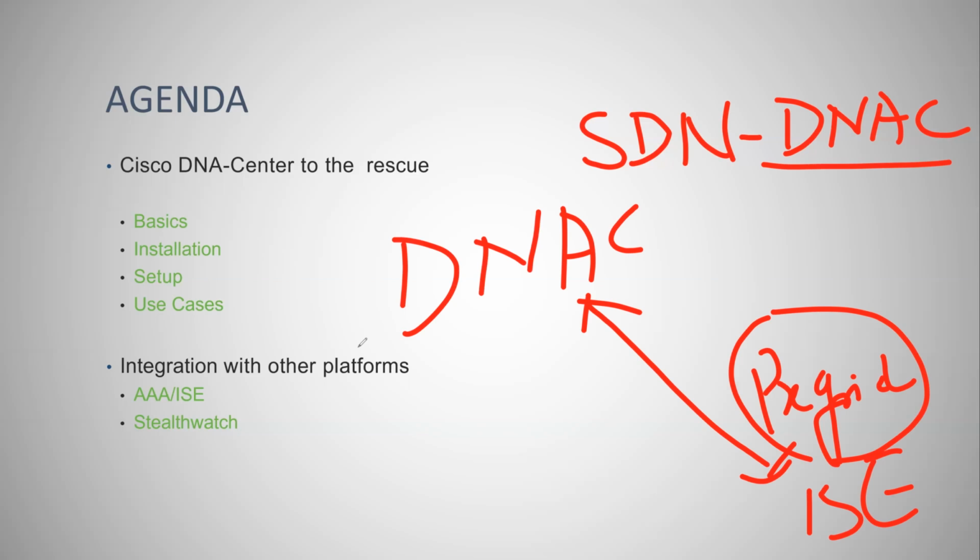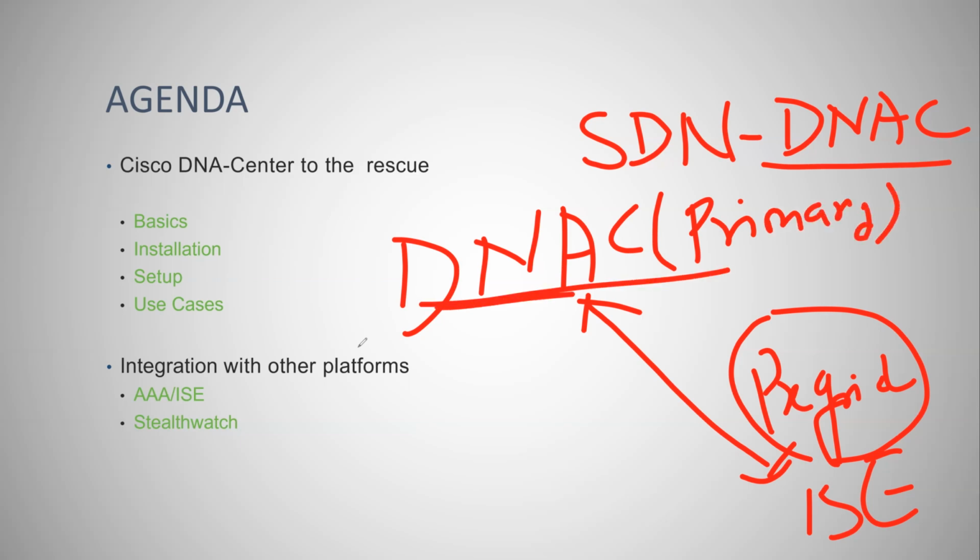Once you do the integration between DNA and ICE, DNA will become your primary. So whatever policy, scalable group, or virtual network you create in DNA, it will get replicated in the ICE. And from DNA, you can manage everything.